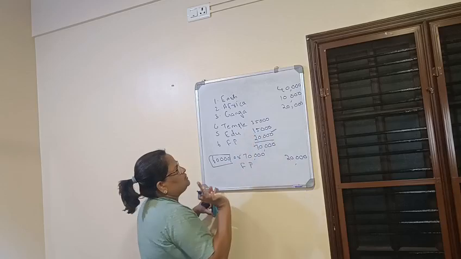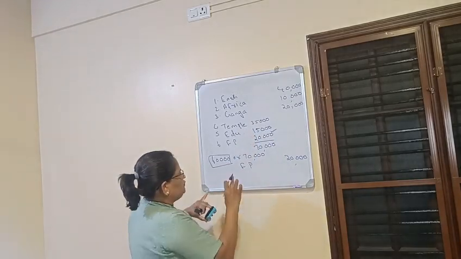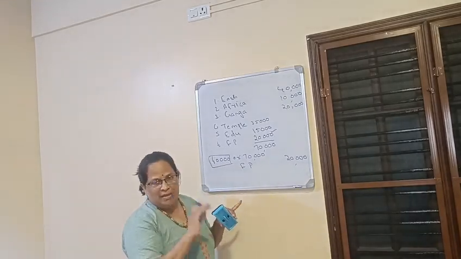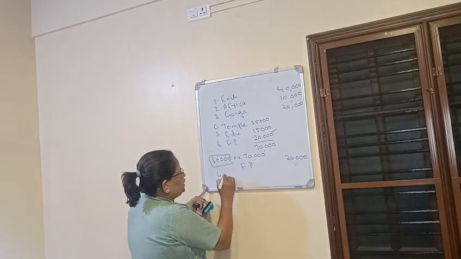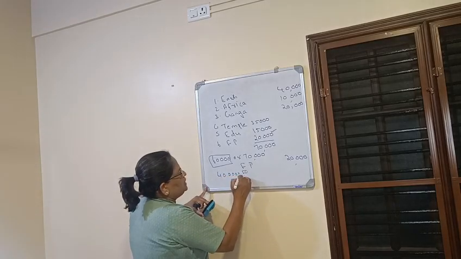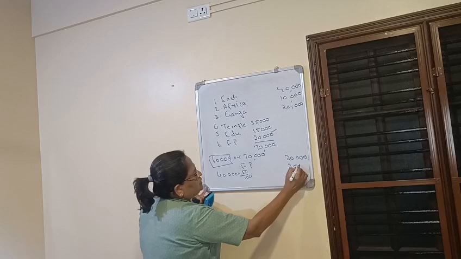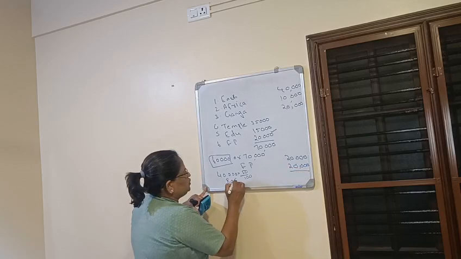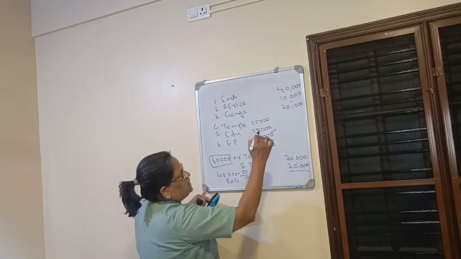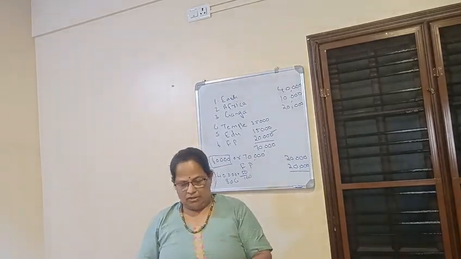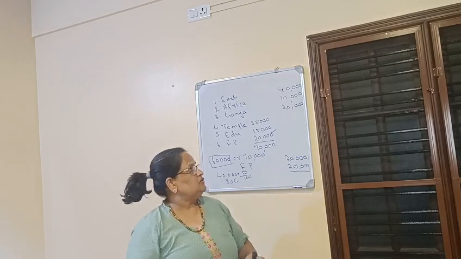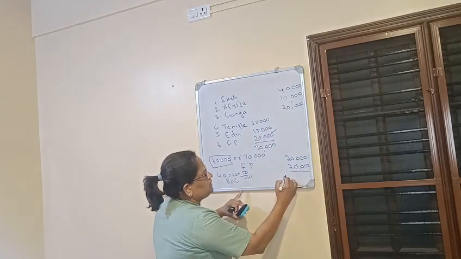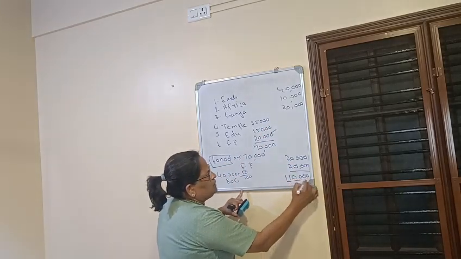Now the remaining 2 items you will get only 50%. Of the 60,000, you have already allotted 20,000. The balance is 40,000. So 40,000 into 50 by 100 is 20,000. So total 80G deduction is 70,000 plus 20,000 plus 20,000, which is 1,10,000. This is a very simple computation.